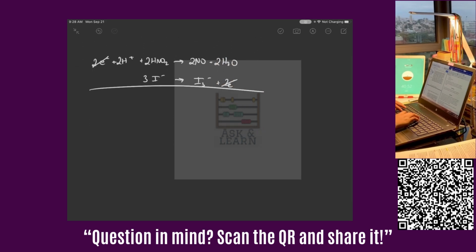And balanced, we get 2HNO2, add 3I minus to 2NO, I3 minus, add 2H2O. So here's our first redox reaction that is balanced. And let's balance the second equation.